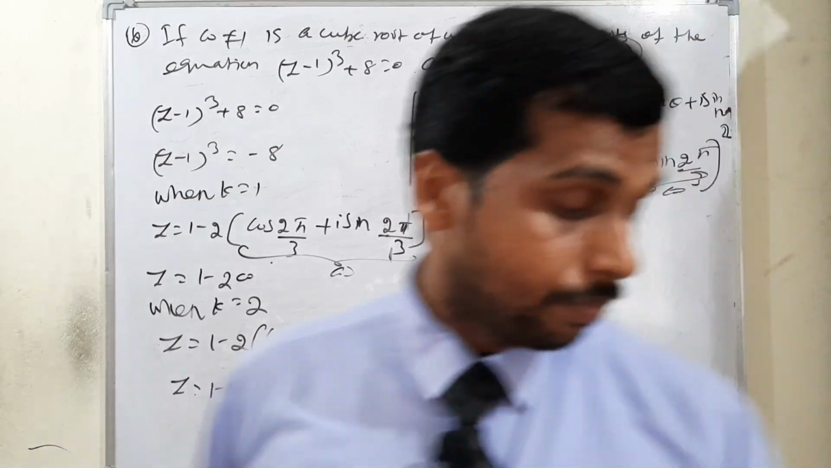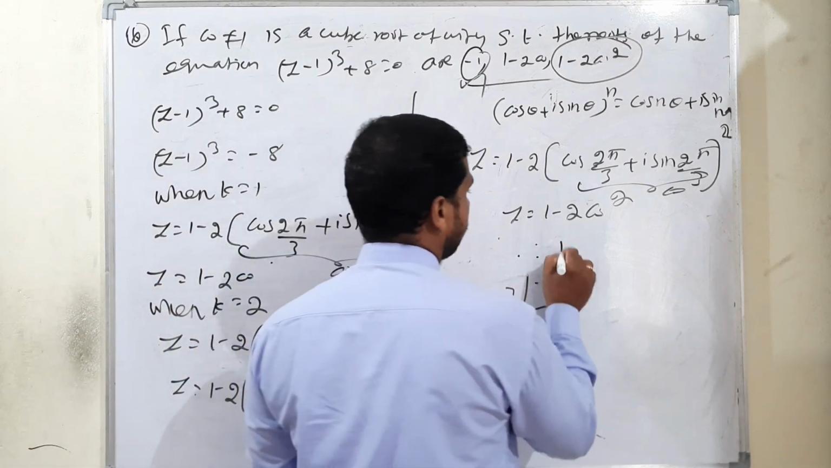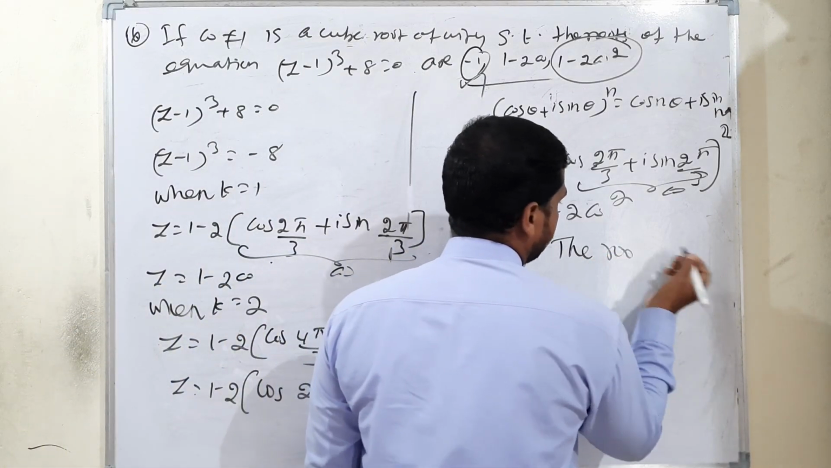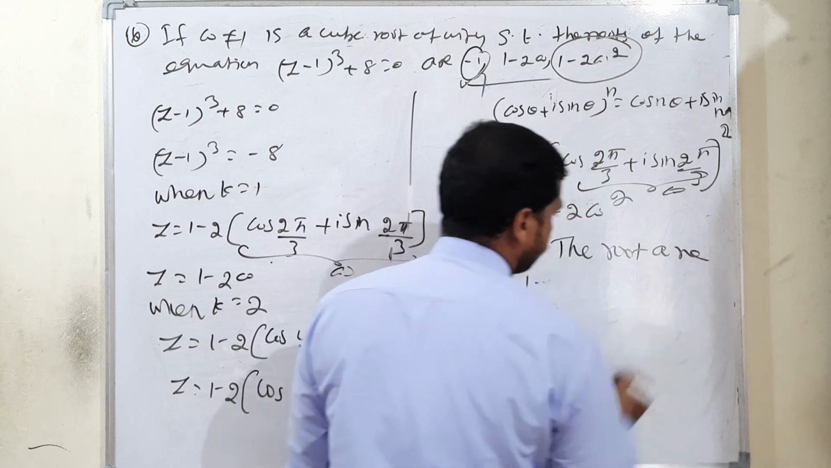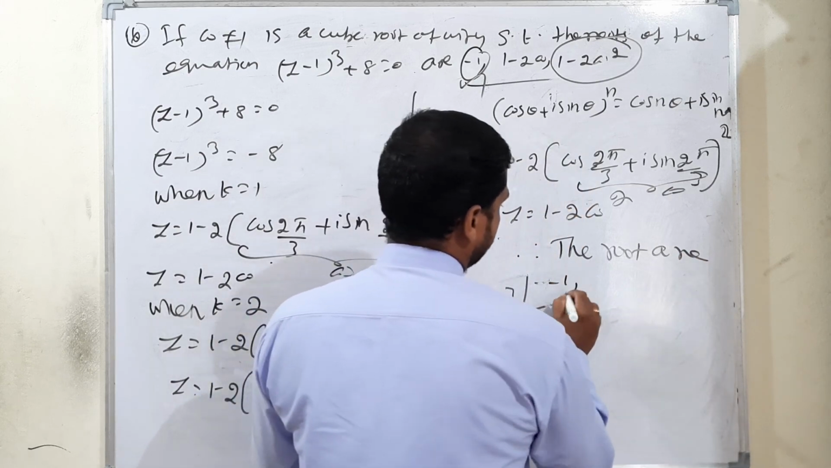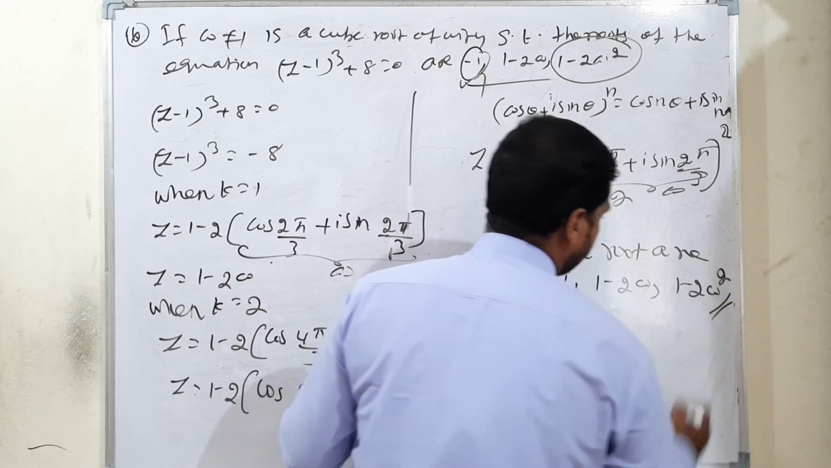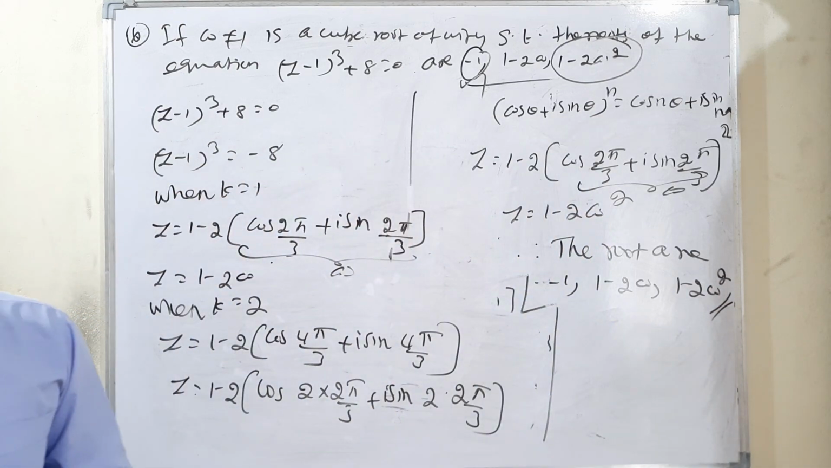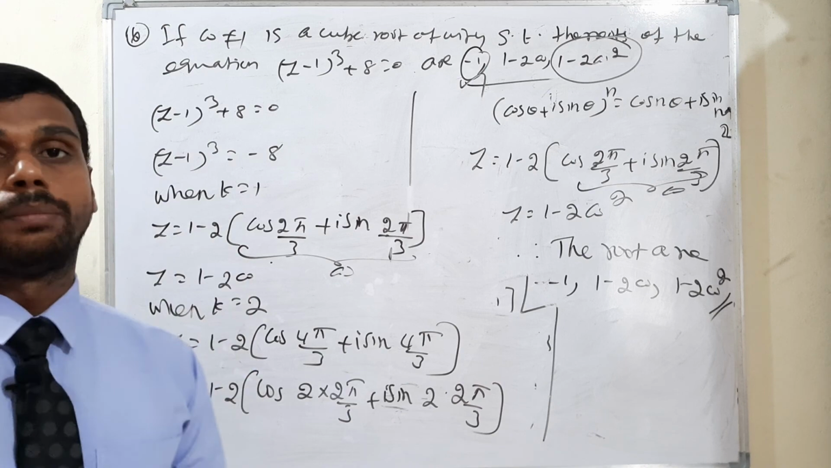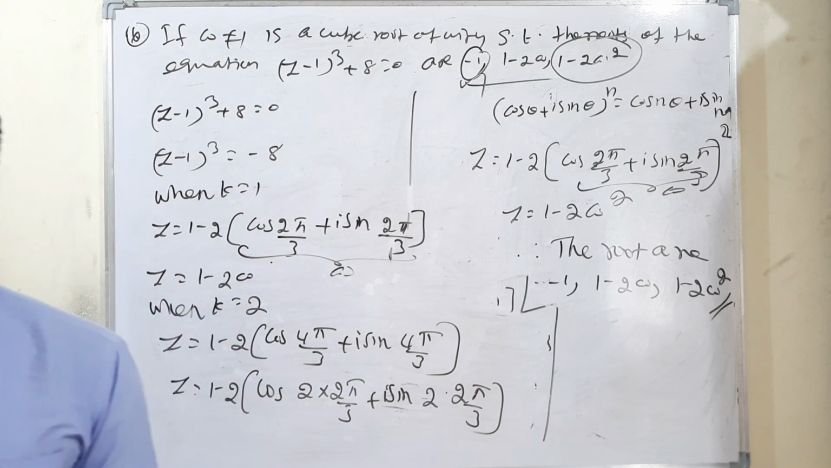So please listen. Therefore, the final line, the roots are: first one minus 1, second one 1 minus 2 omega, third one 1 minus 2 omega square. That is our final answer. Okay, so the sixth question is also completed. I will move on to the next question from exercise 2.8.